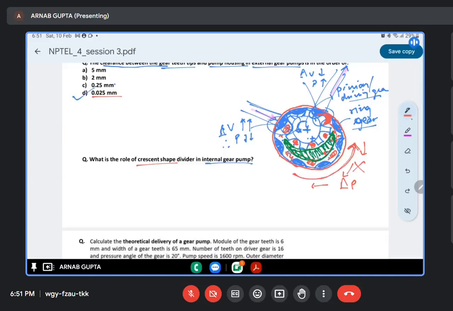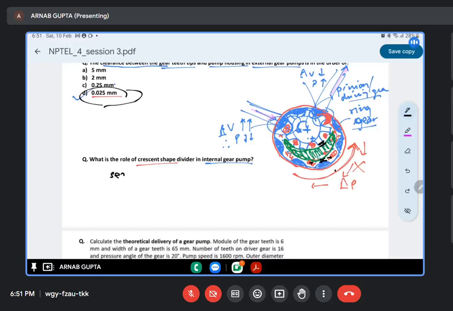And again, the clearance here plays a major role. The clearance between the gear teeth and the crescent, and again between the gear teeth and the crescent, should be around this range. Otherwise, if it is more than this, then there is a possibility of the pressurized liquid flowing backwards. If it is less than this, then wear can take place. So that plays a major role. So this is the role of the crescent shape divider.